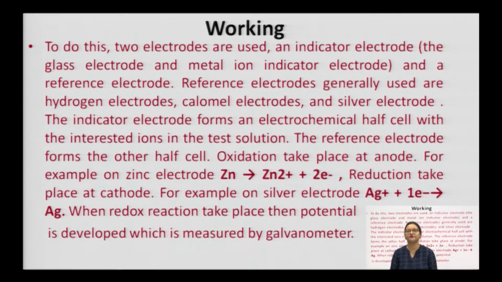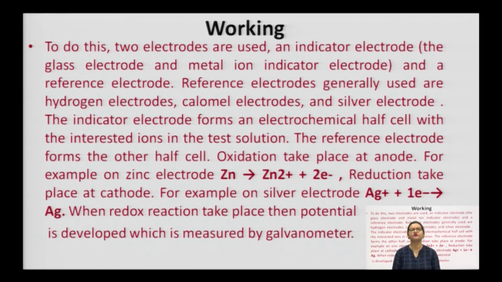Then comes the working of a potentiometer, in which we determine the potential or voltage across the 2 electrodes, so that we can easily determine the concentration of analytes, which is our aim. To do this, electrodes are used. Indicator electrodes are of 2 types, as I told you earlier, glass electrode as well as metal ion electrode, and a reference electrode. Reference electrodes generally used are of 3 types: hydrogen electrode, calomel electrode and silver electrode.